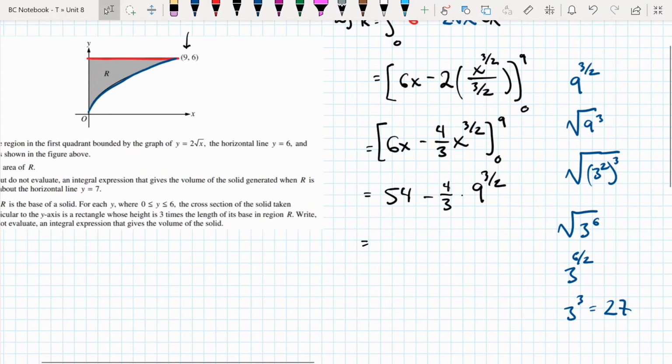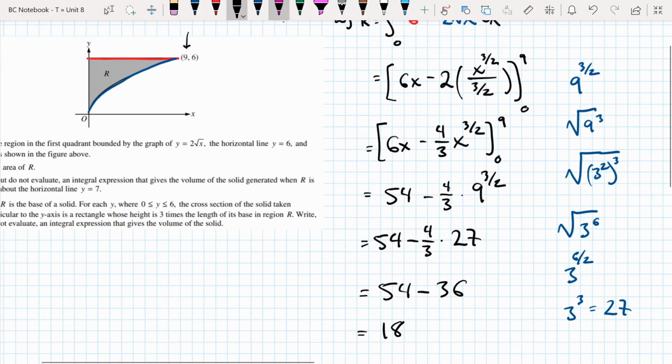So our answer here is going to be 54 minus 4/3 times 27. Well, one of the 3's in the 27 will cancel out with the 3 down here, so it becomes 54 minus 4 times 9, which is 36. And so we end up with 18 as our final answer for the first part of FRQ number 2.